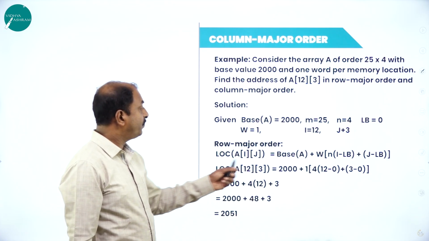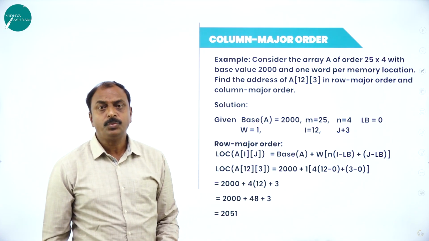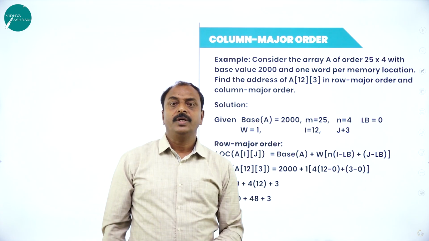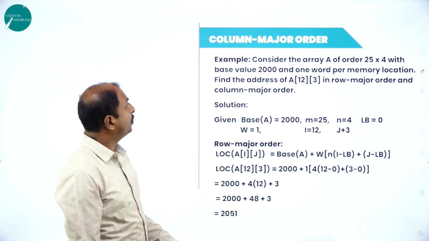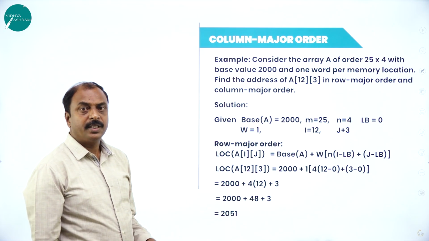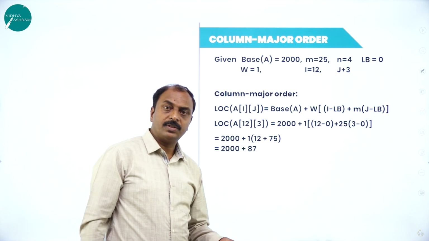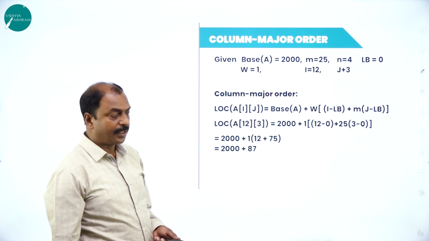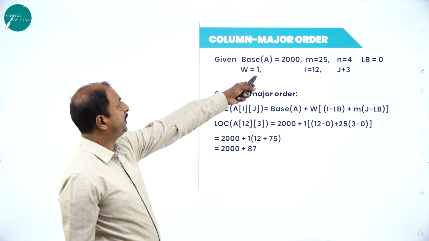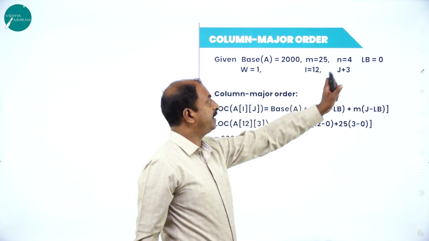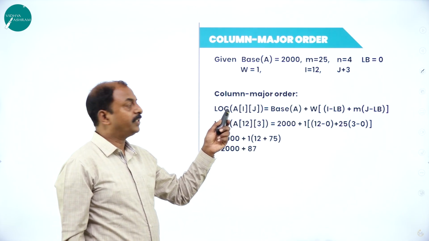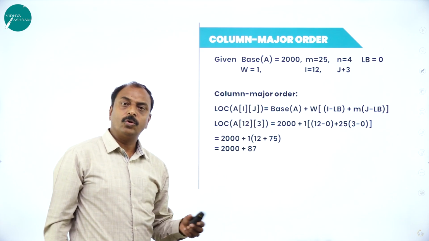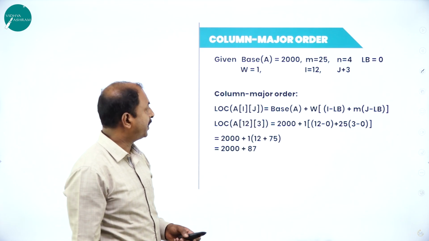So with the help of this formula, it is possible to find out the memory address of any data item in a two-dimensional array stored in row major order. Similarly, now let us find out the address for column major order. Here, this is base address A, everything is the same data. Now we only have to look at the formula. There is a difference in the formula for row major order as well as column major order.